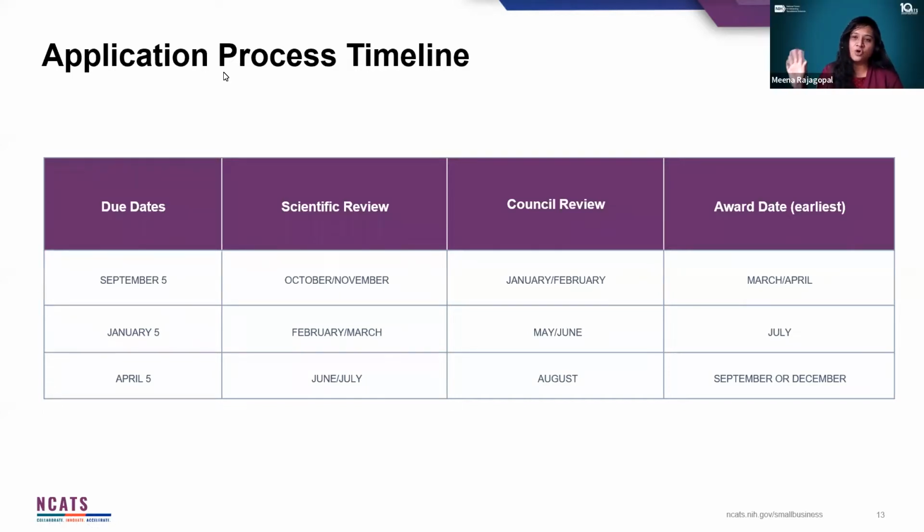And then the final notice of award is sent to the principal investigator from the grants management office sometime in late September or even December. So this could take anywhere from 6 months to about 8 months. So there is some waiting. It can be nerve-wracking, but this is something to keep in mind. So just wanted to make you aware of that timeline. Can we go to the next slide, please?